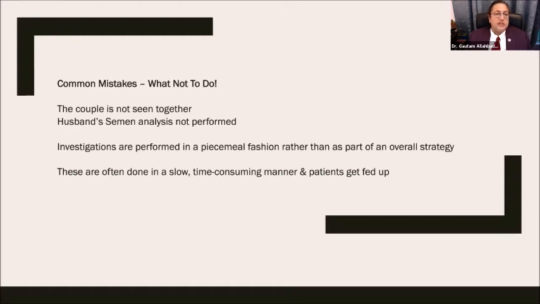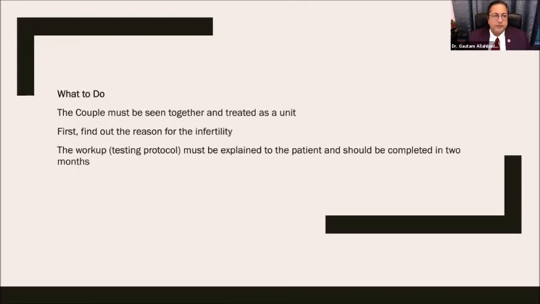The couple is not seen together. Usually the husband is busy in office, and many a time it's the wife who comes for a few visits. The husband's semen analysis is not performed along with the tests right in the beginning. Sometimes after 2 months, 3 months, the husband finds time to do the semen analysis, and then you find out that there are no sperms or fewer sperms. Investigations are performed in a piecemeal fashion rather than as part of an overall strategy. They are often done in a slow, time-consuming manner, and patients get fed up.